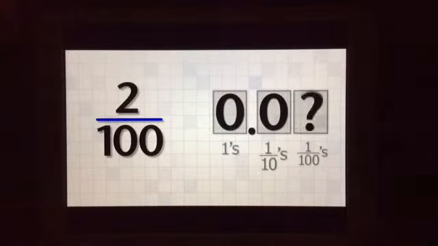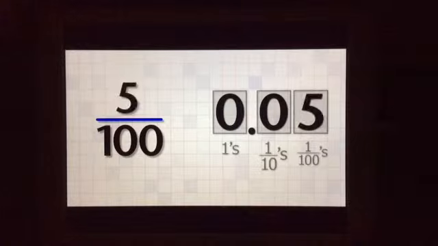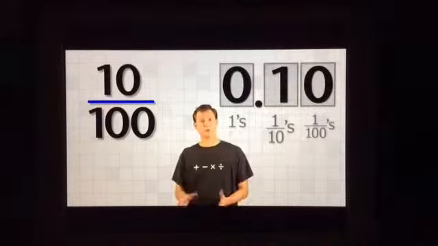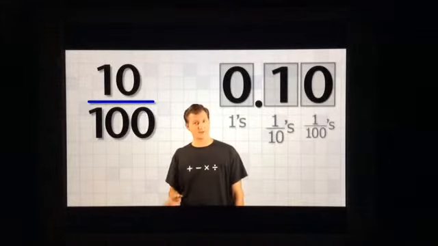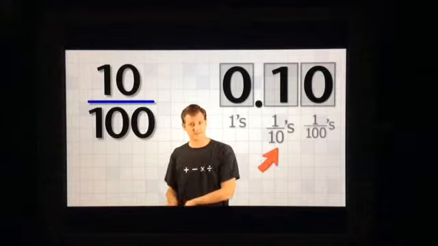Next, let's try 200ths. For that, we simply put a 2 in the hundredths place. Let's keep on counting with hundredths just like we did for tenths. 3 hundredths, 4, 5, 6, 7, 8, 9, and 10 hundredths. But look what happened when we got to 10 hundredths. Just like before, we have to use the next number place to the left, the tenths place.